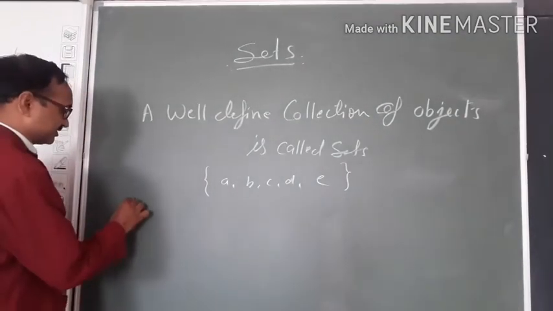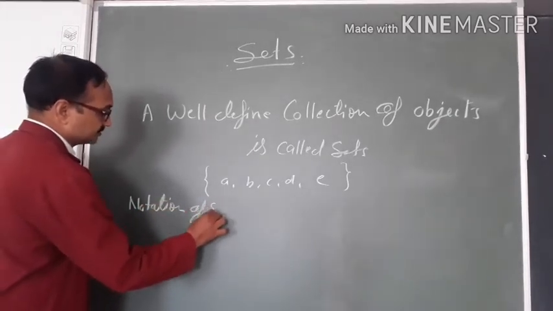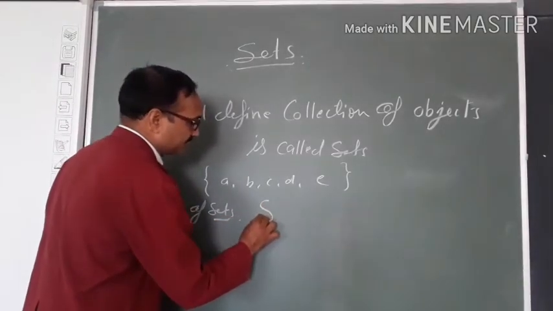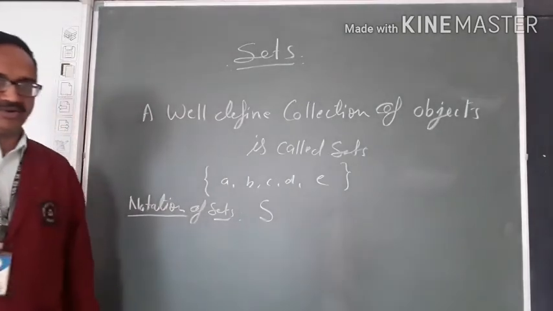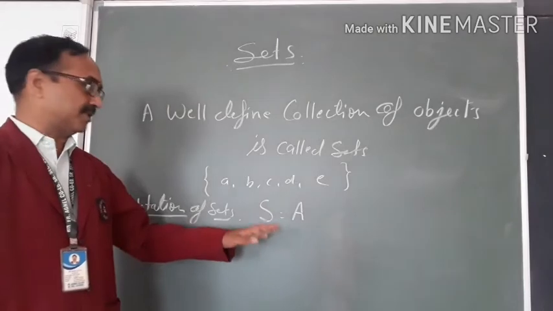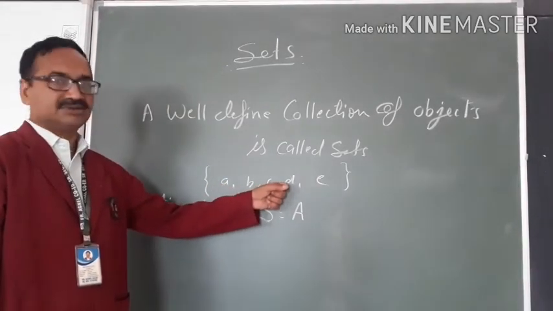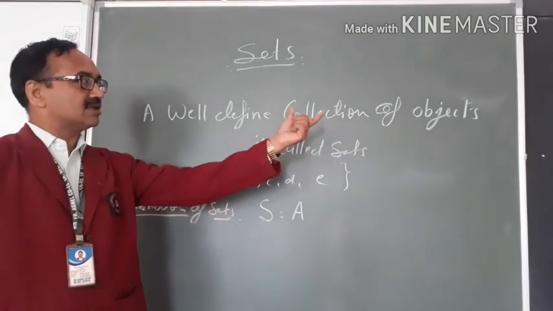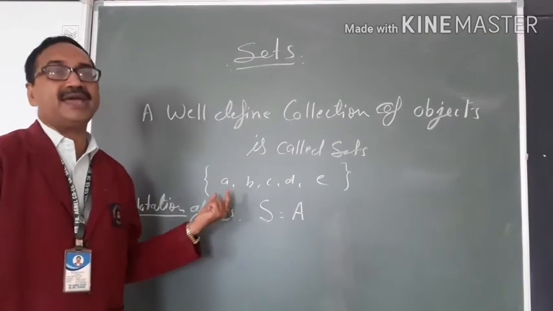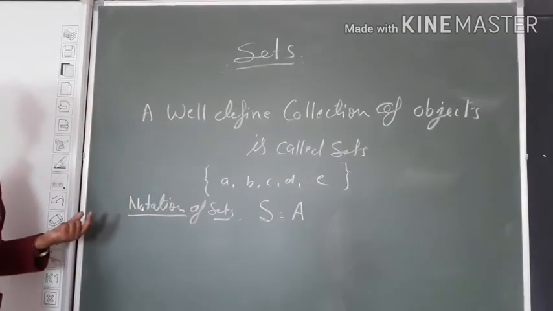Now, notation of sets. A set is always represented by a capital letter, like capital S, capital A. What are elements? The objects in a set are called elements. Elements are represented by small letters. So this is the representation of sets.